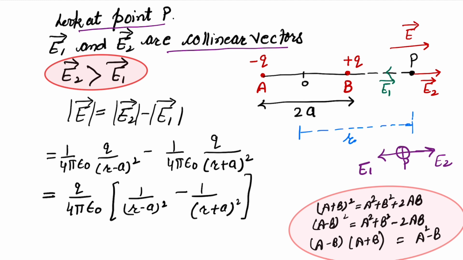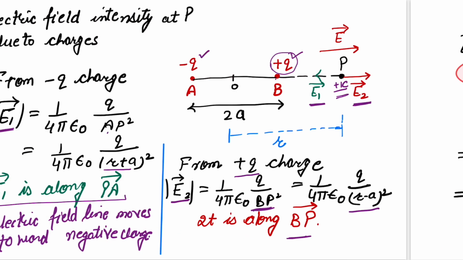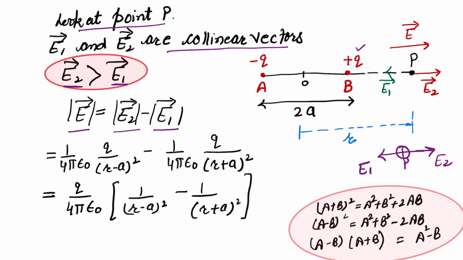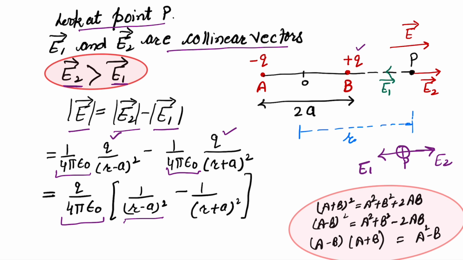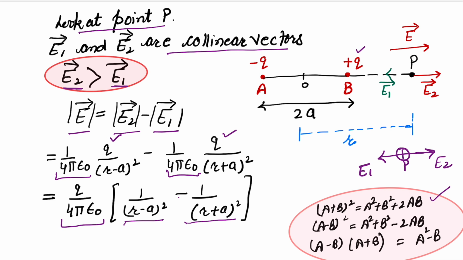As the point P is placed closer to the plus Q charge, the electric field intensity due to plus Q charge, that is E2, will be higher as compared to E1. The net electric field intensity will be the difference of the two, that is E2 vector minus E1 vector. We substitute the value of E2 and the value of E1, and then we have this equation. We take 1 upon 4 pi epsilon naught and Q common. Inside the bracket we have 1 divided by (R minus A) whole square minus 1 divided by (R plus A) square. This can be solved by using the algebraic formulas which we did in the 10th class, which is (A plus B) whole square is equal to A square plus B square plus 2AB.